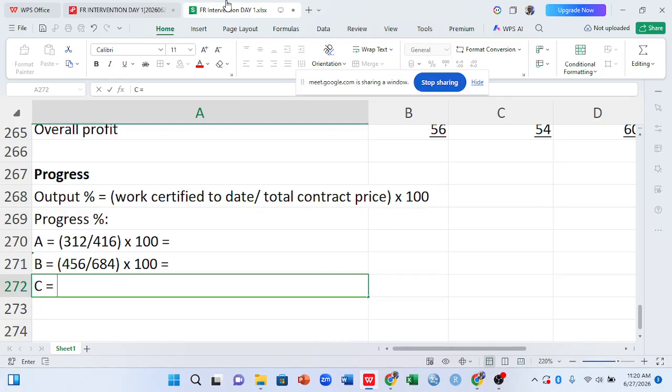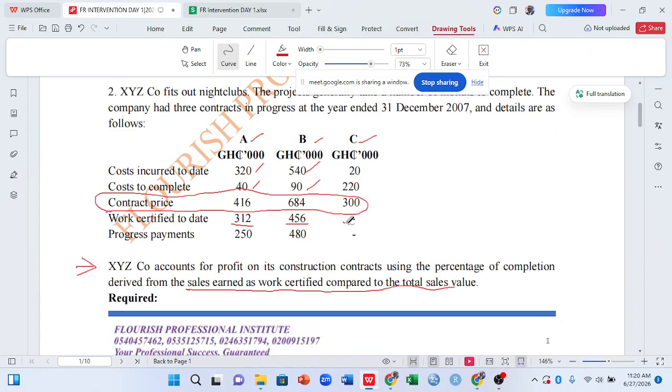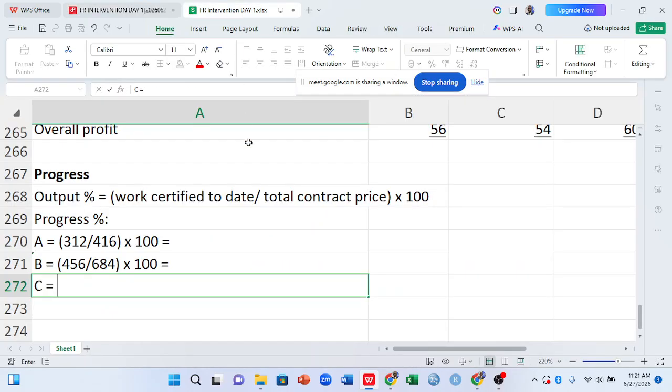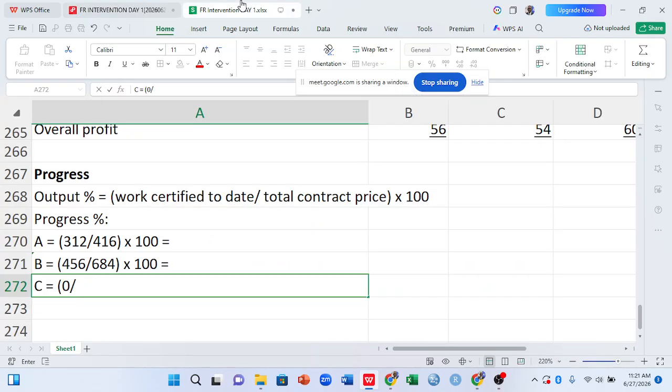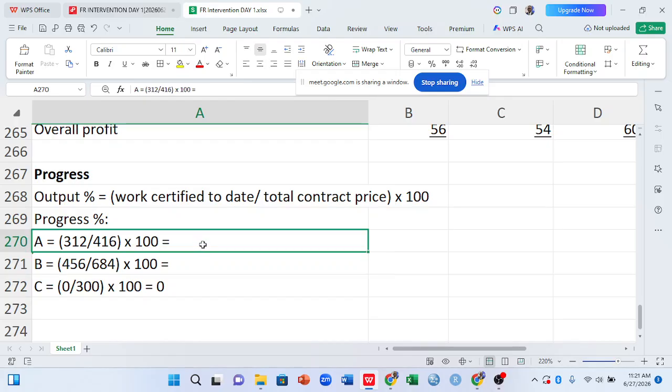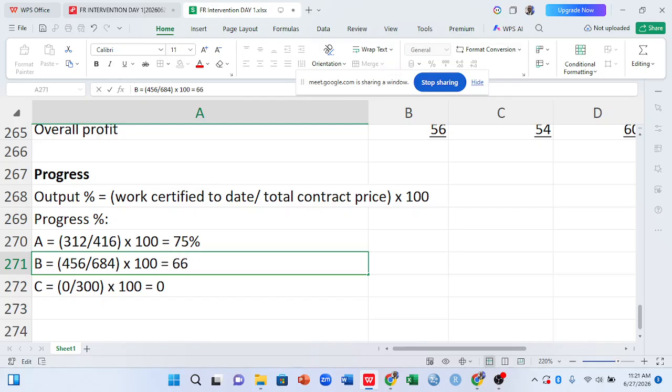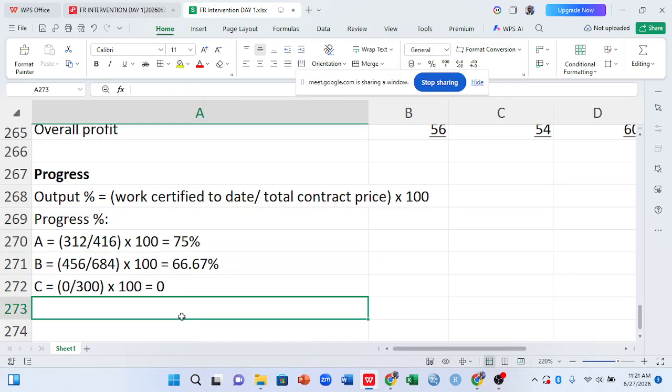Then C. We're not given work certified to date, meaning 0, divided by contract price, which is 300, times 100. So this will definitely be 0 here. What do we get for A and what do we get for B? A is 75%, and B is 66.6%, or 67%. So this is the progress you have gotten.